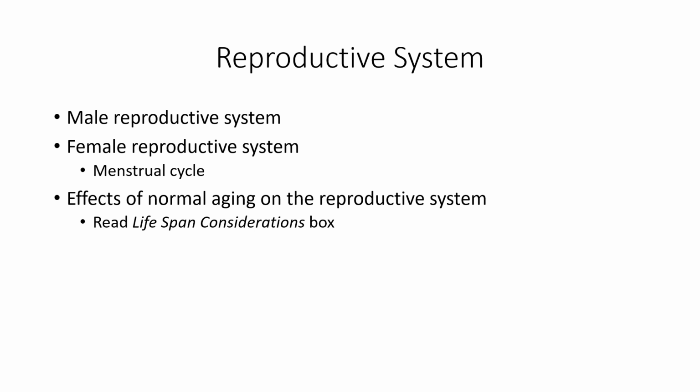Prostate gland, it secretes an alkaline fluid that contributes to the sperm's motility, okay? So it can be motile. The Cowper's glands, they provide lubrication during intercourse. So that is what the function of the Cowper's glands is.